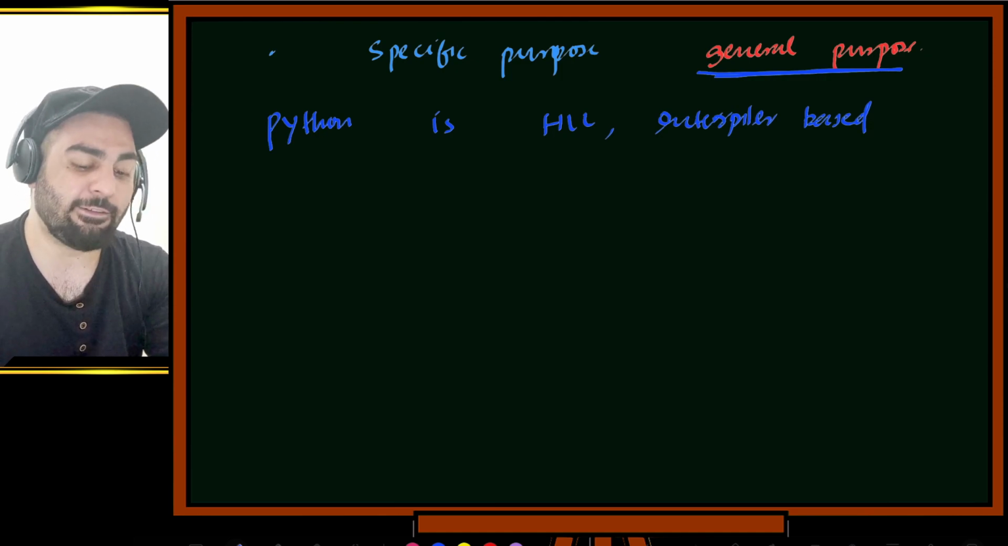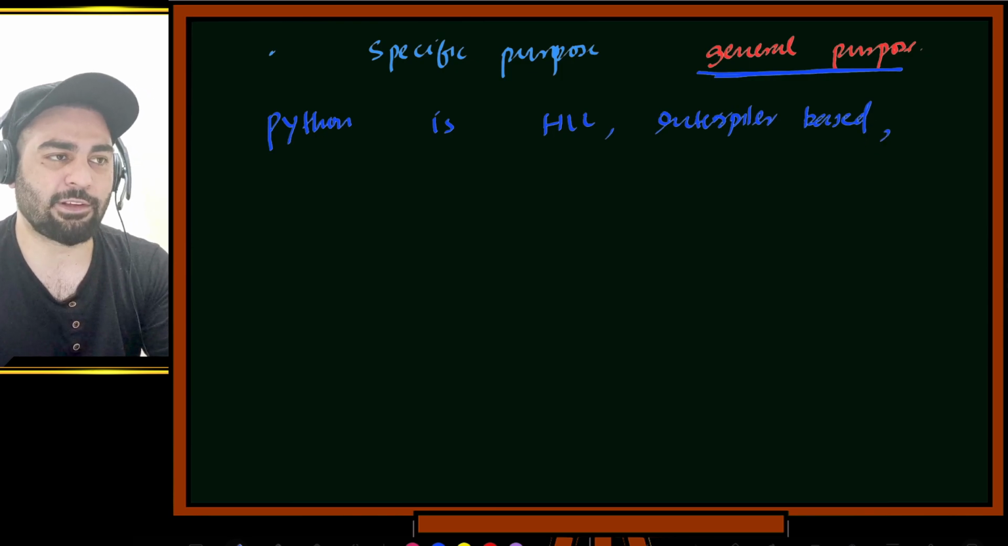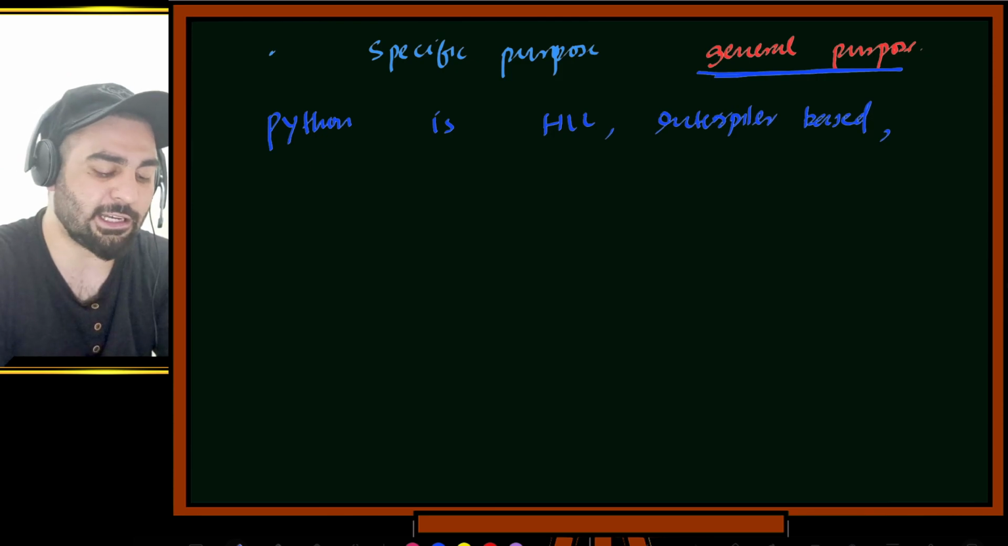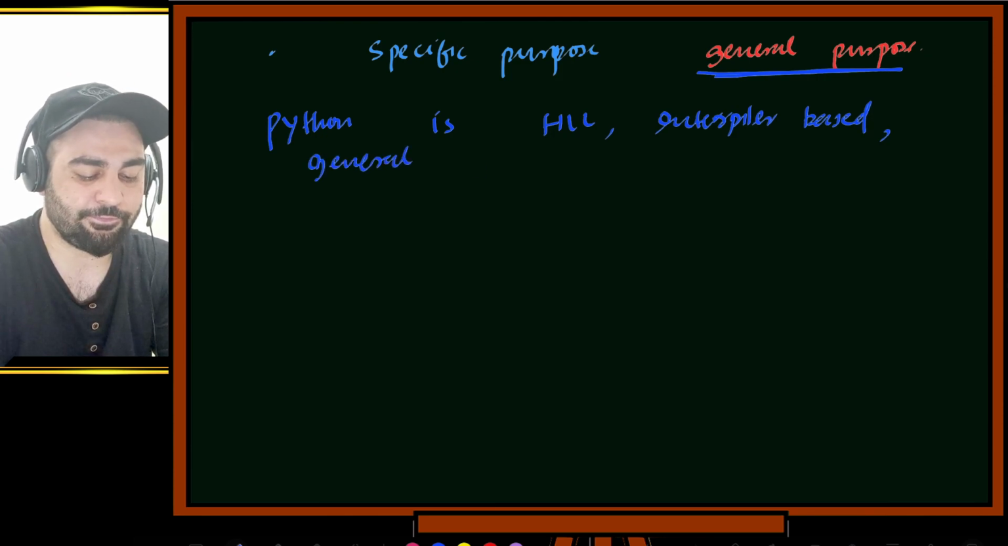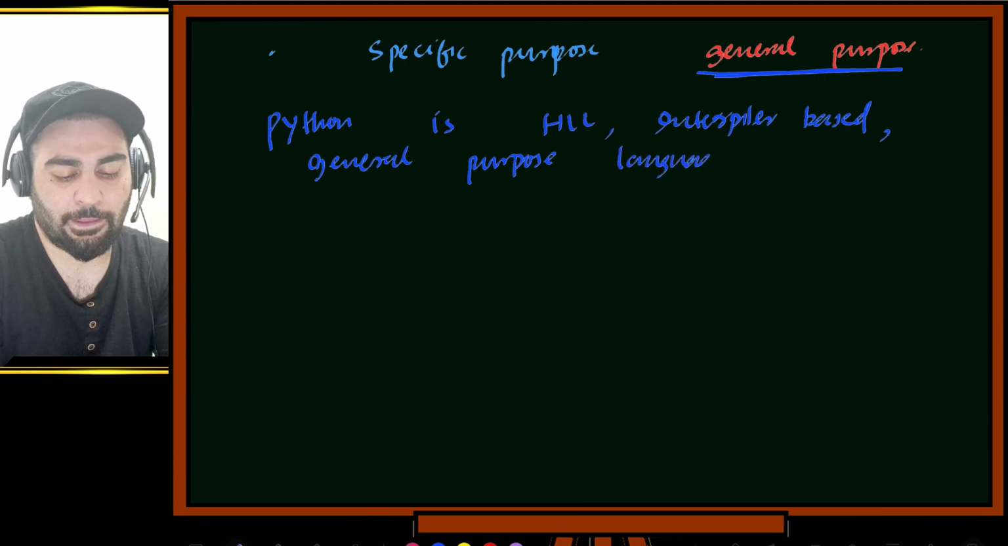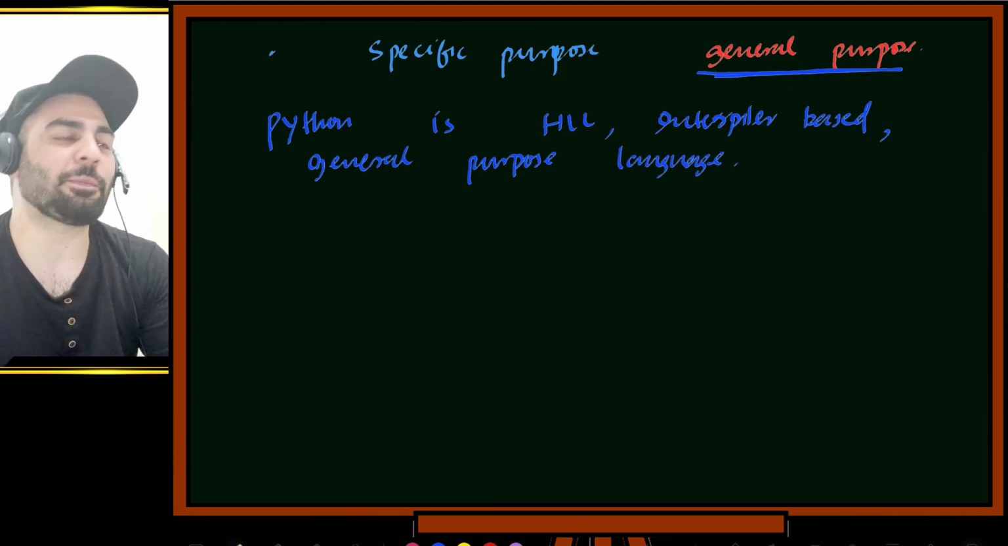So Python is a high level language. It's an interpiler based language, or you can probably see in most of the books it's written, it's an interpreter based language. And then it's a general purpose language. This is what Python is.